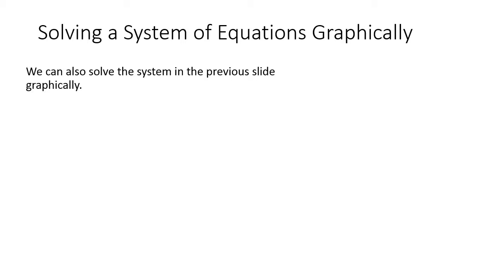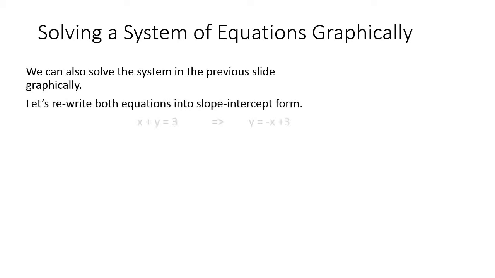So we can solve a system of equations graphically. Let's rewrite both equations into slope-intercept form. So x plus y equals 3. We need to isolate y for it to be slope-intercept form. So we get y equals negative x plus 3. And x minus y equals 1 becomes y equals x minus 1.